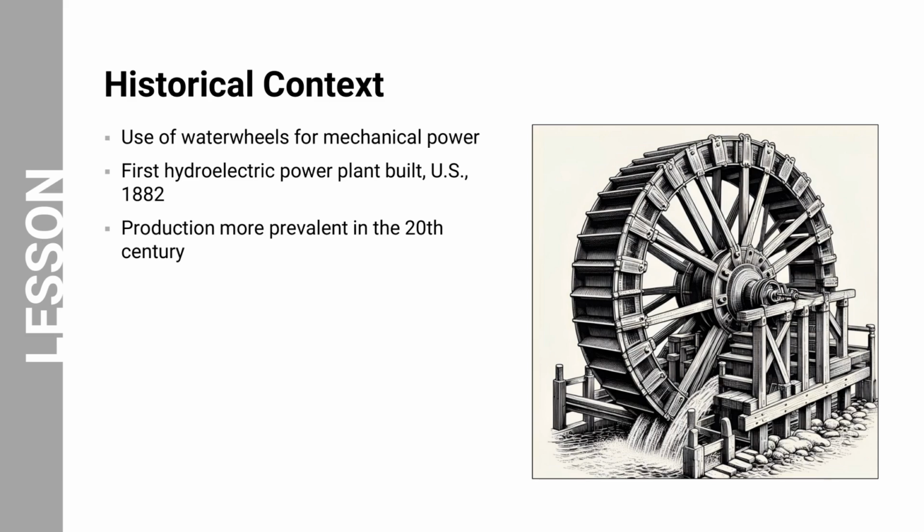Let's look at the historical context of hydroelectric energy. Water wheels have been used to power machines such as grain mills and sawmills for thousands of years. The earliest known water wheels were developed in Mesopotamia around 3000 BC. The first hydroelectric power plant in the U.S. was built in Appleton, Wisconsin in 1882. This plant was relatively small but paved the way for developing more extensive and efficient hydroelectric plants.